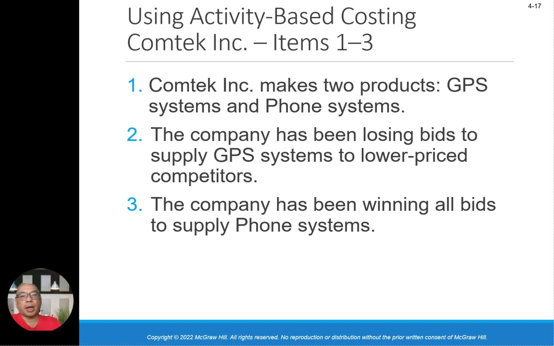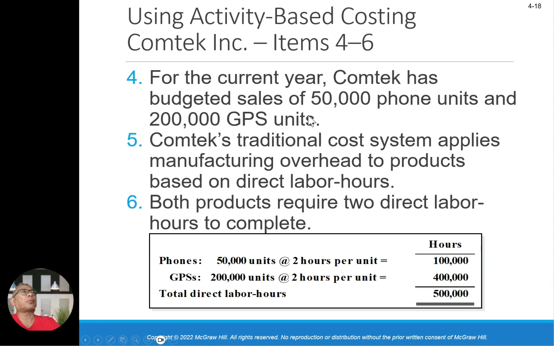Okay, let's look at the next one. Comtech has sales of 50,000 phone units and 200,000 GPS units. Comtech's traditional cost system assigns manufacturing overhead to products based on the direct labor hours. Each product requires 2 direct labor hours to complete. So the detail: phones 50,000 times 2, 100,000; GPS 200,000 times 2, 400,000. Total direct labor will be 500,000. Okay, that's the one, 500,000.